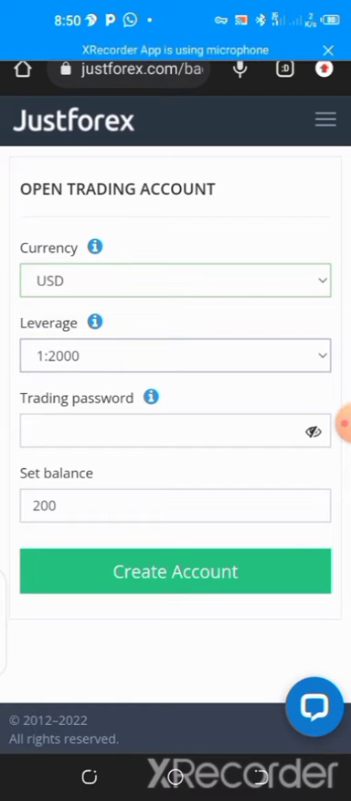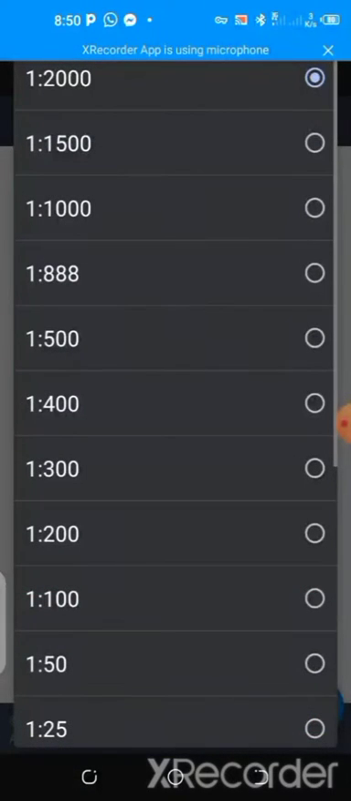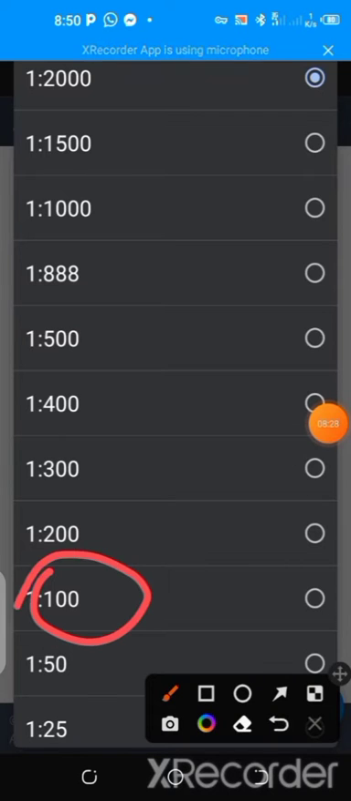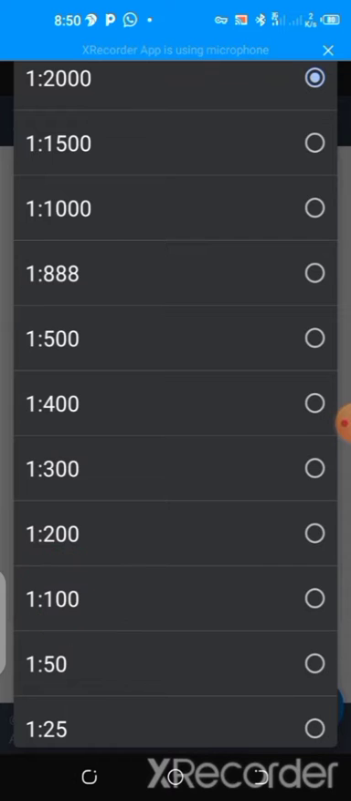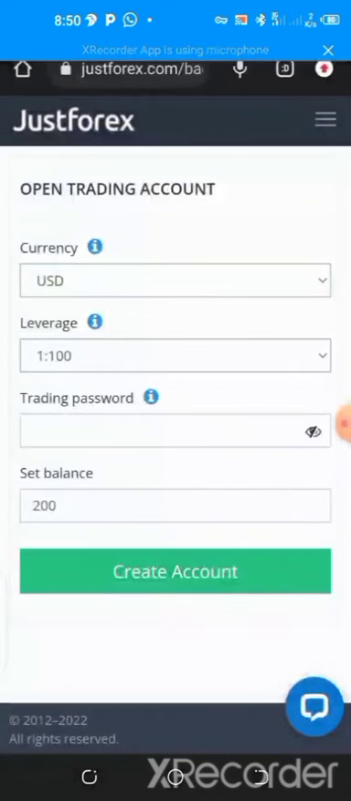Yeah, now. So the leverage I recommend you to use for now is 1:100. So you come to 1:100, you tap it. As you tap the 1:100, you're going to see it here. Now your trading password. So you have to put a trading password. Let's see what we will use.